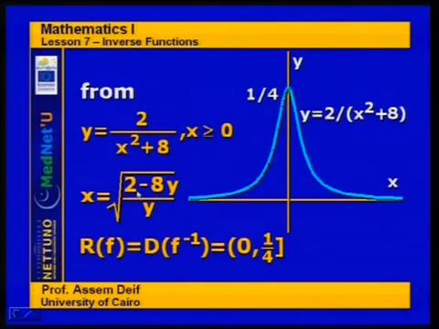It is all values of y such that 2 minus 8y is greater than or equal to 0, which gives y less than or equal to 1 over 4. And y is not equal to 0 because you divide by y. So y is greater than 0 and less than or equal to 1 over 4. This is the domain of the inverse function, and it is the same thing as the range of f. So in fact, we were able to calculate the range of f by calculating the domain of its inverse function.